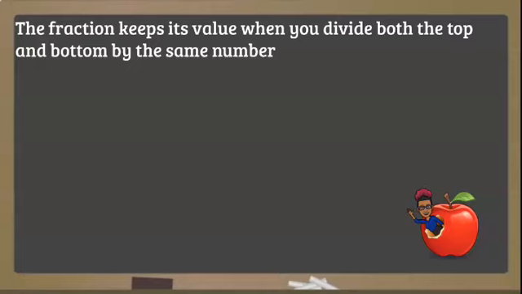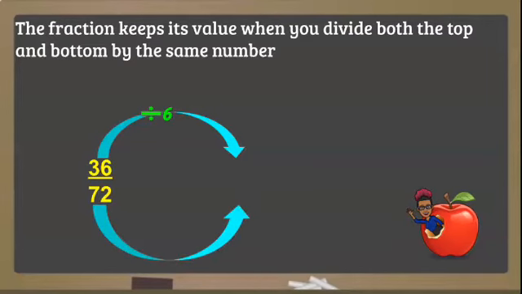So here we can also divide both the top and bottom by the same number. Here we have 36 over 72. We're going to divide our numerator and denominator by the same number. So 36, we are going to divide by 6. We also have to divide our denominator 72 by 6. So 36 divided by 6 gives us 6, and 72 divided by 6 gives us 12. Our equivalent fraction here is 6/12.